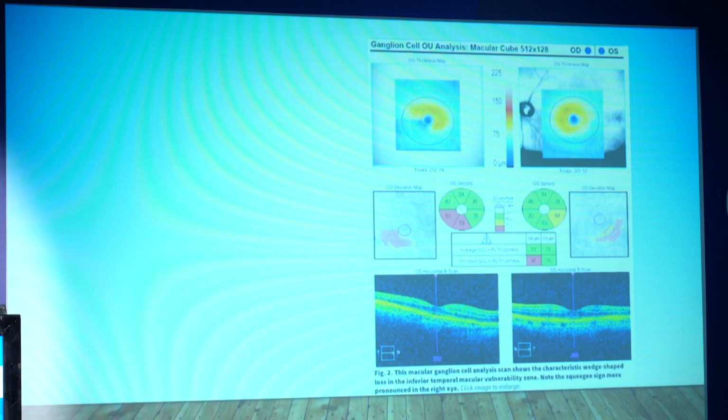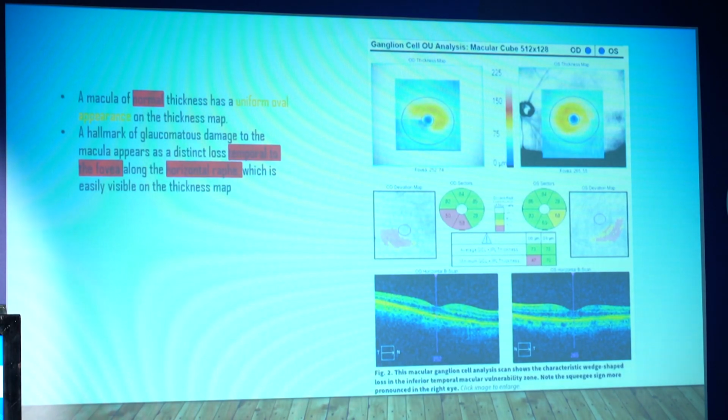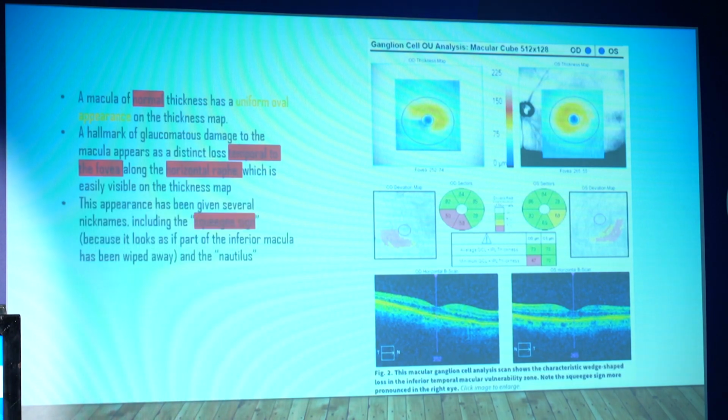So here we can see an image of the macular analysis of the ganglion cell, and generally it will have a uniform oval appearance if it is a normal eye. But in cases of glaucomatous damage, the hallmark is a loss in the inferotemporal region, as we can see in the picture. This is correlating with the deviation map, which is showing inferior thinning and also in the sectors in the right eye. So this is known as the squeaky sign, and this horizontal point that we can see is the horizontal raphe.